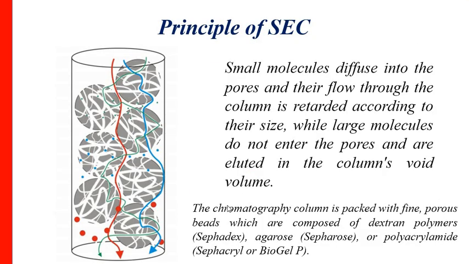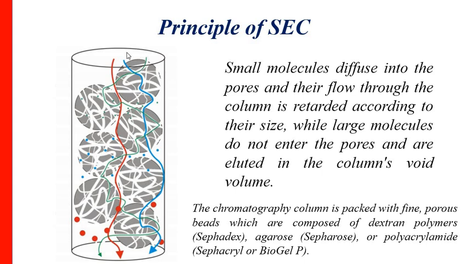Principle of size exclusion chromatography. As you can see here, there is a column of size exclusion chromatography. This chromatography column is packed with fine porous beads. The grey colored beads are shown here, which are porous. These may be made up of different polymers like dextran, sephadex, agarose or polyacrylamide.